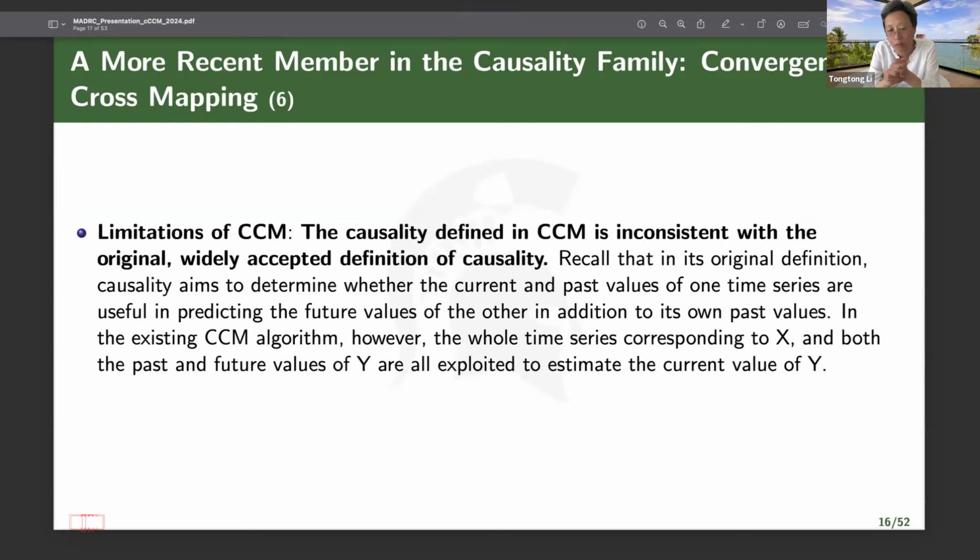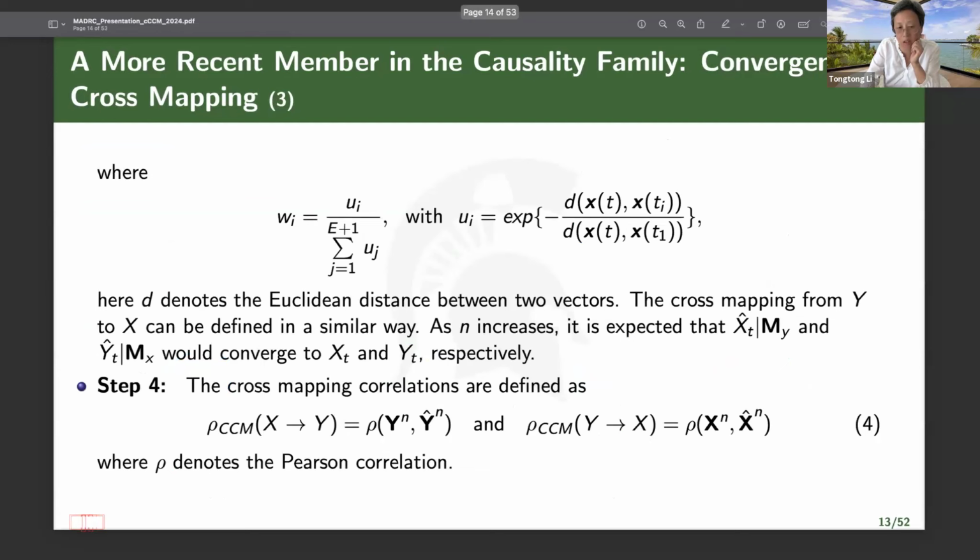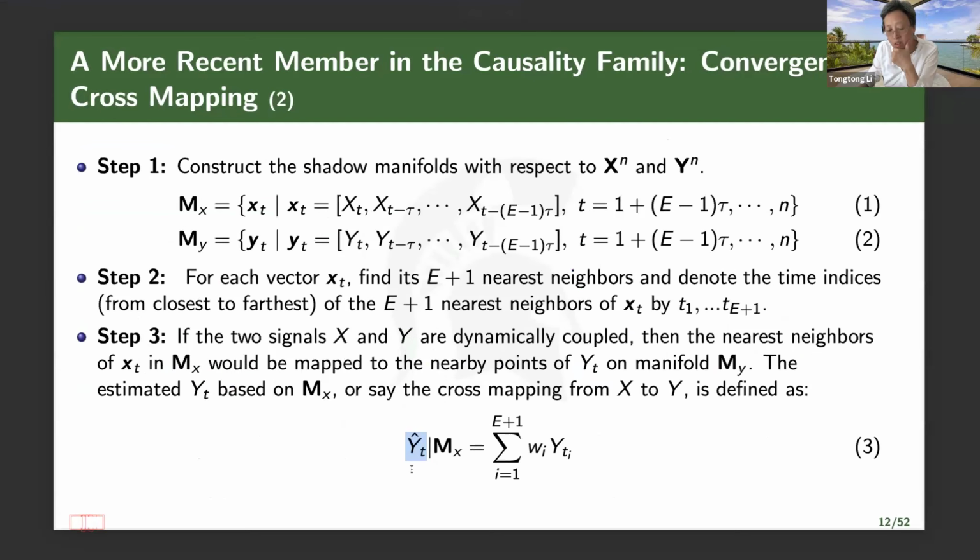A very natural question now is how CCM is related to other existing models. What is a limitation of CCM? CCM actually has some hidden tricks here. When CCM tries to find the nearest neighbors and uses them to estimate the current value, it uses both the past and the future. For example, in fMRI, if we want to do an image reconstruction, yes, we can use both the past and future values of a particular sample. However, when we consider causality, the future cannot have impact on the past.